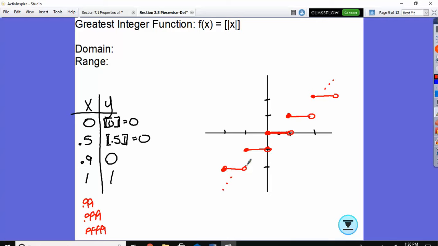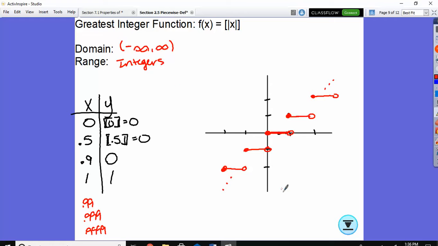So, like, this step hits everything until here, but then the next one picks up, and then the next one picks up. So what X values are we getting? All of them. Domain, the X's, we're getting negative infinity to positive infinity, everything. But our range, we're only getting the integers. So integers.